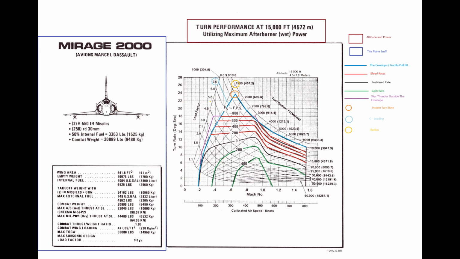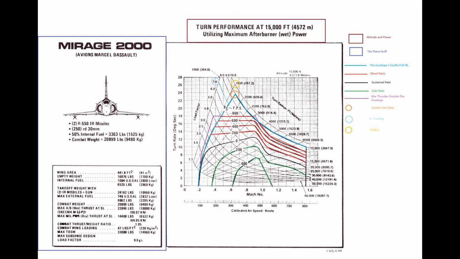Now we are going to jump to the bottom of our little key here, and starting from the bottom, we have the radius. If you look at the graph, I have 1500 circled, and if you follow this vertical line down, this is going to tell you at what speeds, how many Gs, and all of that good stuff that you have to pull in order to get a 1,500 foot radius with the Mirage 2000, at least in real life, not within the game.